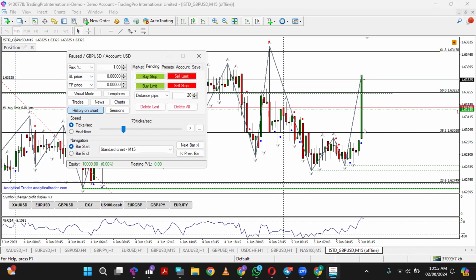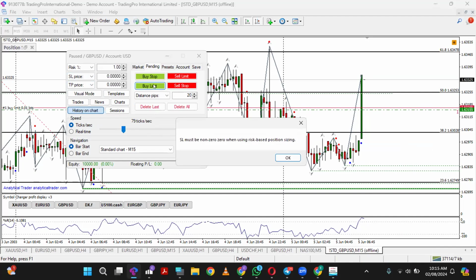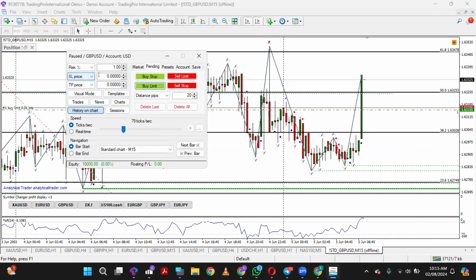Assuming you want to place a buy limit here, with a 40 pips stop loss. Let's say you make your stop loss 50 pips, and your take profit also 50 pips. Then you start moving the chart forward.